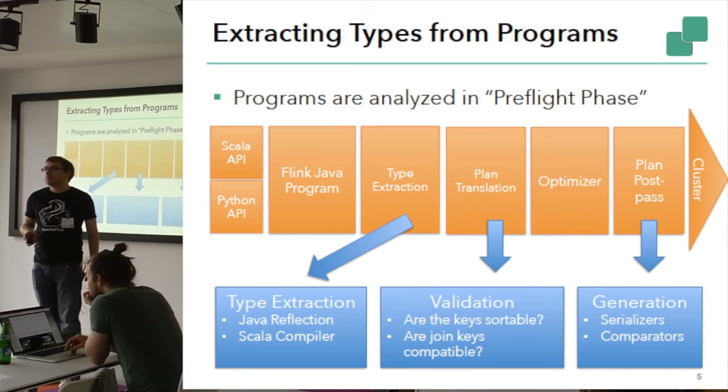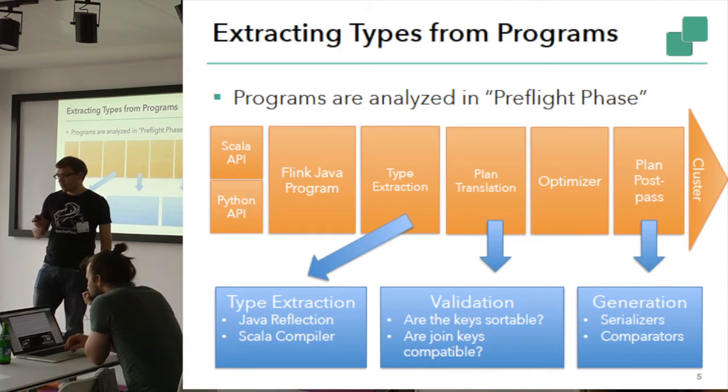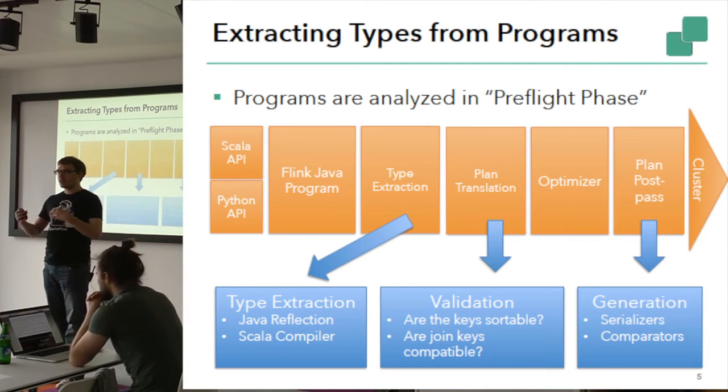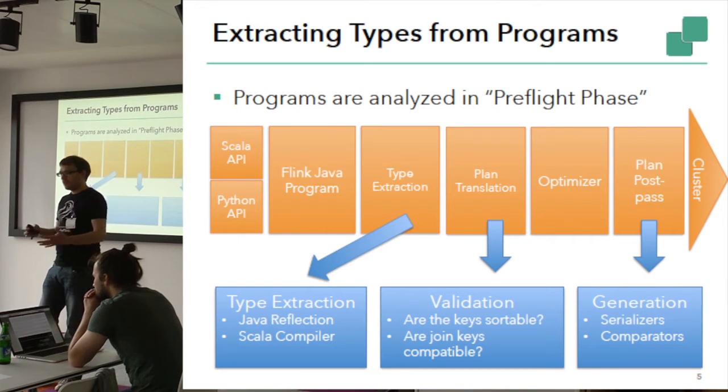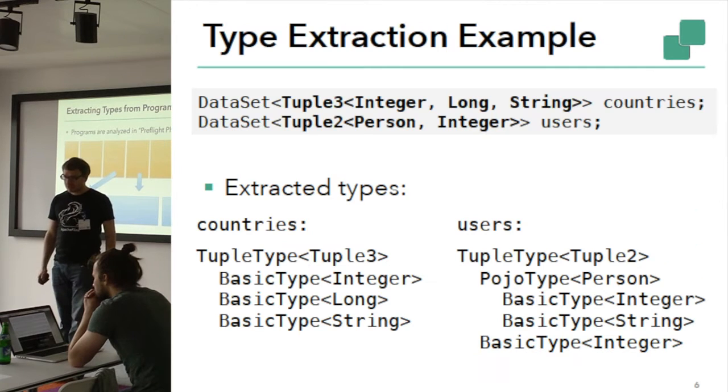All right. So yeah, I already said that basically. When the program is submitted, you do the type extraction. You also validate the types. For example, if you join on two keys, you want to make sure that these keys are actually equivalent. So I cannot join on an int or a string field. The keys should match. So the system also takes care of that, obviously. And then before the program is submitted, we are generating serializers and comparators.